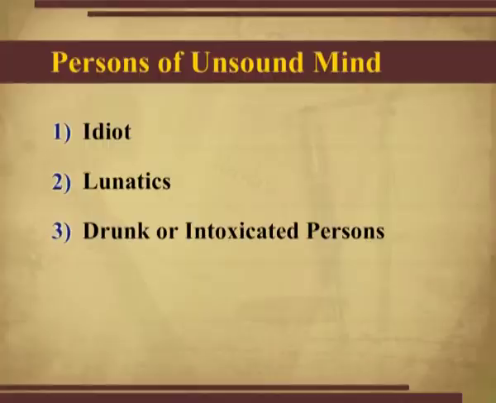The next are drunk or intoxicated persons. A drunk or intoxicated person is one who is so drunk or intoxicated that he is not only incapable of understanding the terms of agreement, but also is unable to form rational judgment as to the effects of the terms and conditions of the agreement. Hence, an agreement made during such a drunken or intoxicated state is absolutely void.